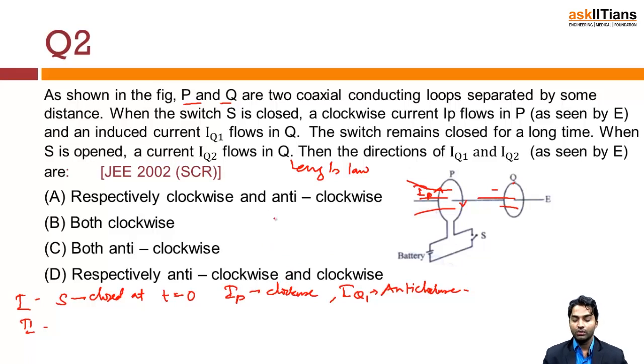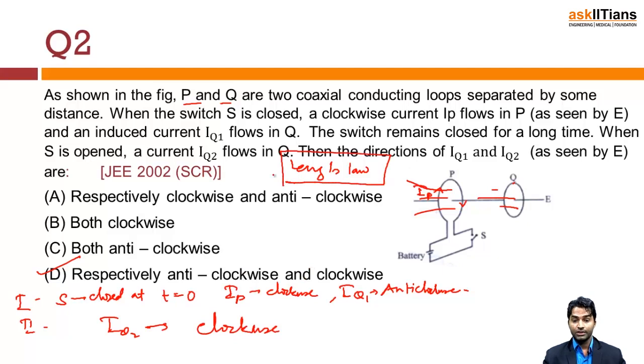according to Lenz's law, the induced current IQ should be such that it tries to oppose the change. It follows the vice versa concept of Lenz's law, so IQ2 will be clockwise. Hence option D is the right answer: respectively anti-clockwise and clockwise. The key concept used here is Lenz's law.